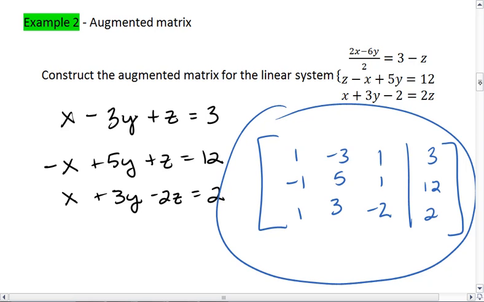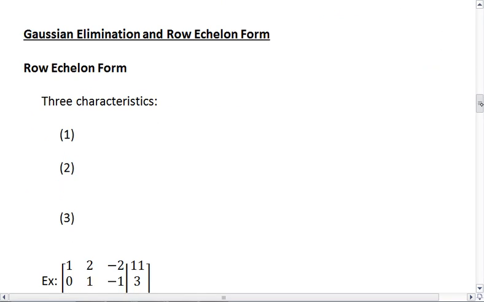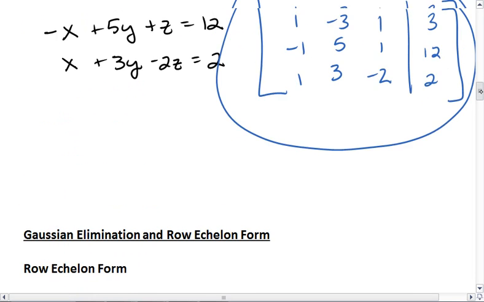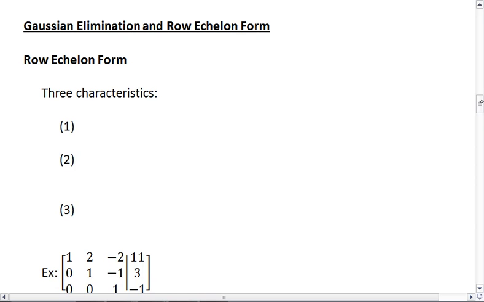The reason we look at these augmented matrices is because we're going to use what's called Gaussian elimination and row echelon form. First, let's address row echelon form. Row echelon form has 3 characteristics. The first is that the first non-zero entry in each row is 1.